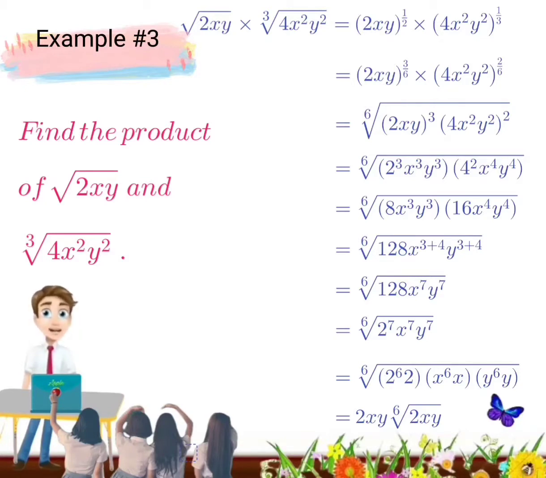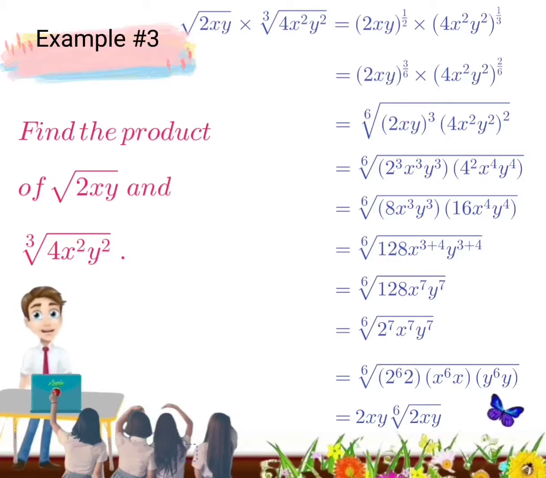So 2xy raised to 1 half, we're going to multiply this by 3, so it will become 2xy raised to 3 over 6, and 4x square y square raised to 1/3, we're going to multiply the exponent by 2, so that is equivalent to 4x square y square raised to 2 over 6.